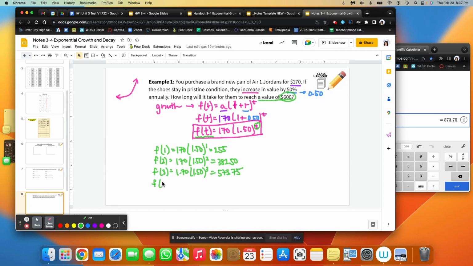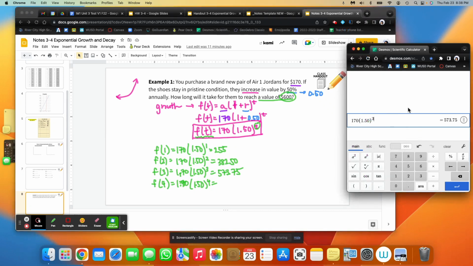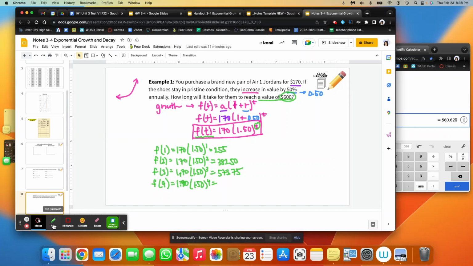So now let's plug in 4. So it's going to be 170. Sorry, I don't know why I wrote 1.70. So 170 times 1.50 to the fourth power, $860. So after 4 years, we have $860 and we'll say 63 cents. So that tells us, how long will it take us to reach that value? Well, that happens somewhere between 3 and 4 years.